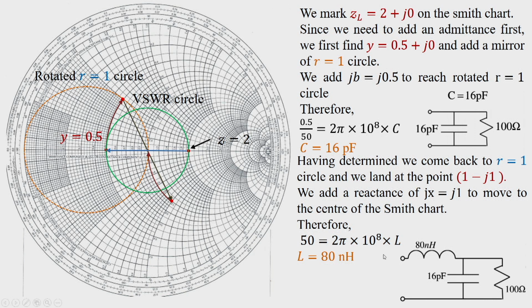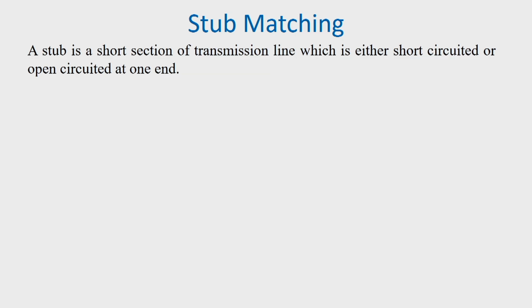And these values can also be verified using the analytical formulation which was described previously. So, we start our discussion on another matching technique which is called stub matching. A stub is a short section of transmission line which is either short circuited or open circuited at one end.